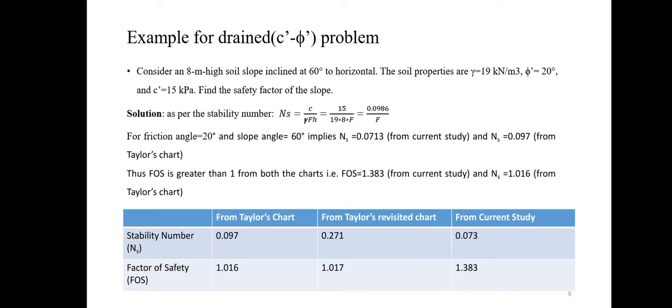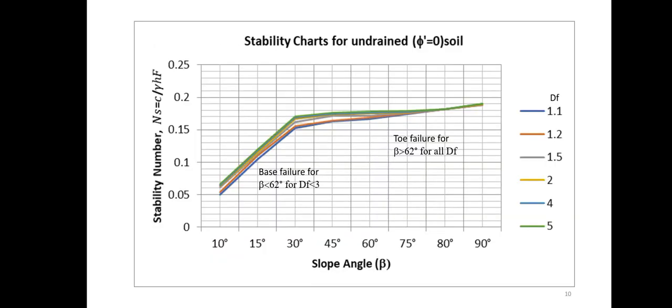said to be safe. So now you can see this is a stability chart for undrained soil, that is phi equal to 0. Here we have taken stability number on the vertical axis and slope angle beta on the horizontal axis. We can clearly see how the stability number varies with slope angle.